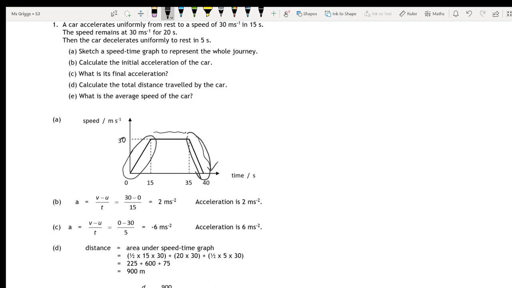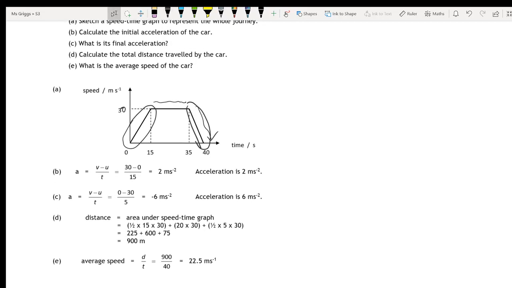D, what is the total distance travelled by the car? So you can find the area under the speed time graph. We've got 3 distinct blocks we have to find the area of. We've got that one, we've got this one, and then we've got this one. So we've got a triangle, a rectangle, and another triangle.